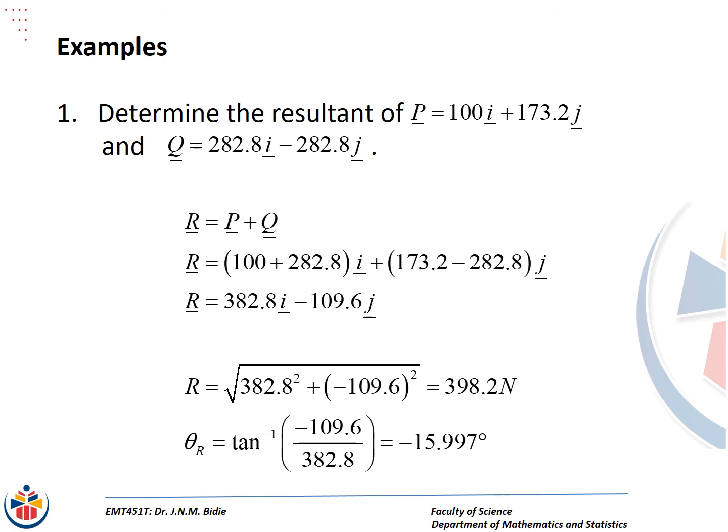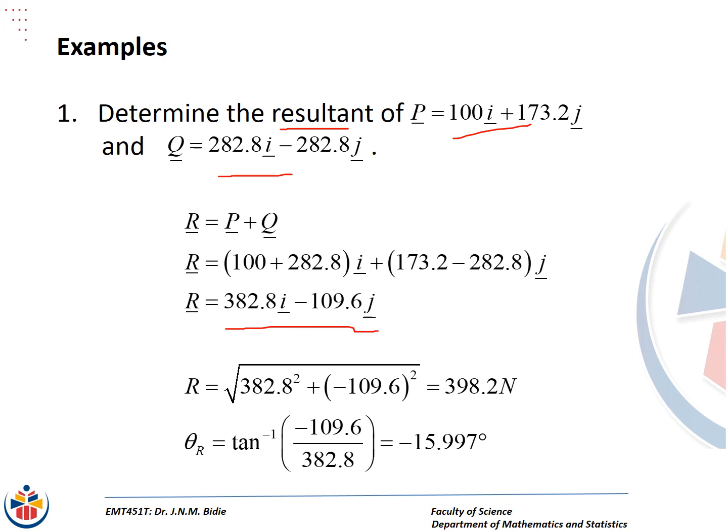Let's do some examples quickly. Here we've been given P in analytic form and Q in analytic form, and we've been asked to find the resultant of these two vectors. So we do exactly the same. R is equal to P plus Q, and we add the corresponding components. So I added the x components together, 100 and 282.8. Note that I've not left i because R is a vector. It must have i and j. Also, we added the y components, 173.2 and negative 282.8. The formula for R then becomes that.